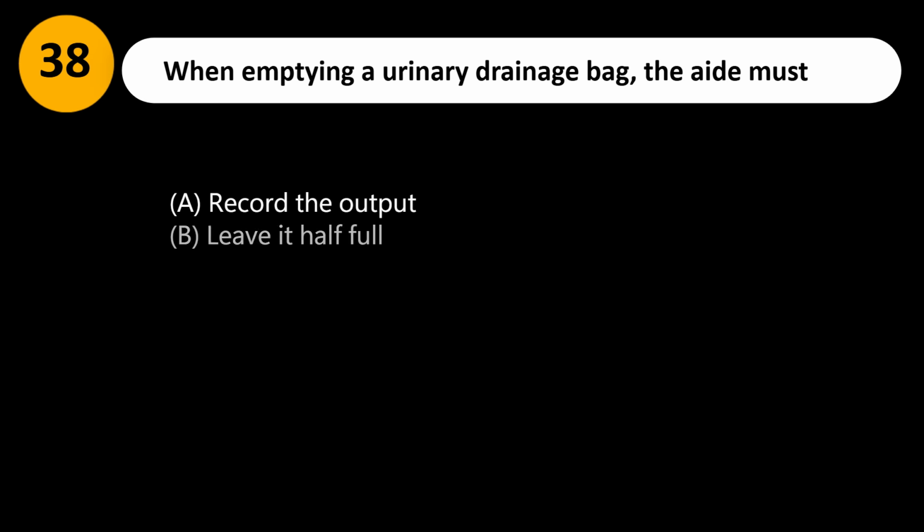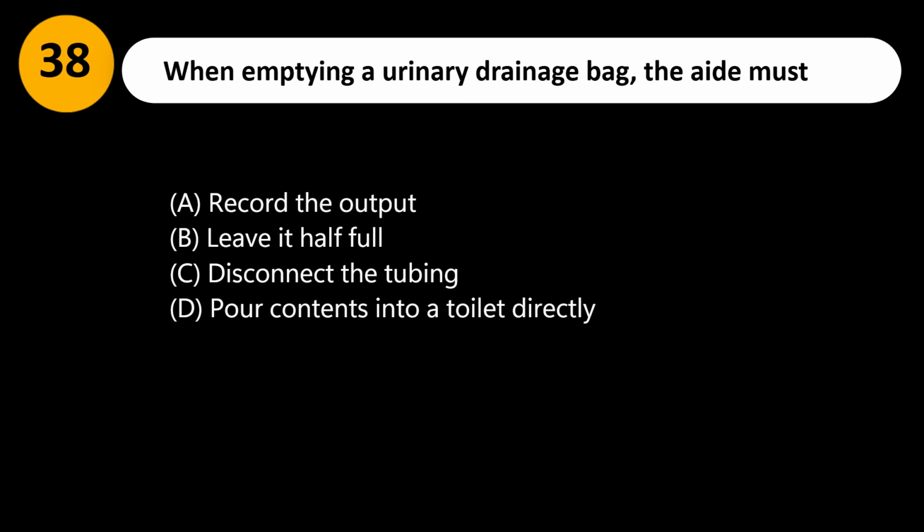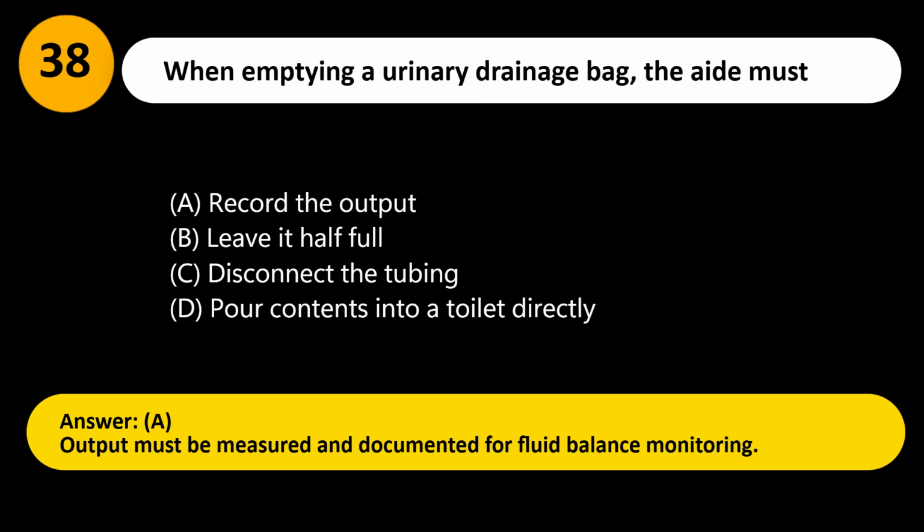When emptying a urinary drainage bag, the aide must: A. Record the output. B. Leave it half full. C. Disconnect the tubing. D. Pour contents into a toilet directly. Answer, A. Output must be measured and documented for fluid balance monitoring.